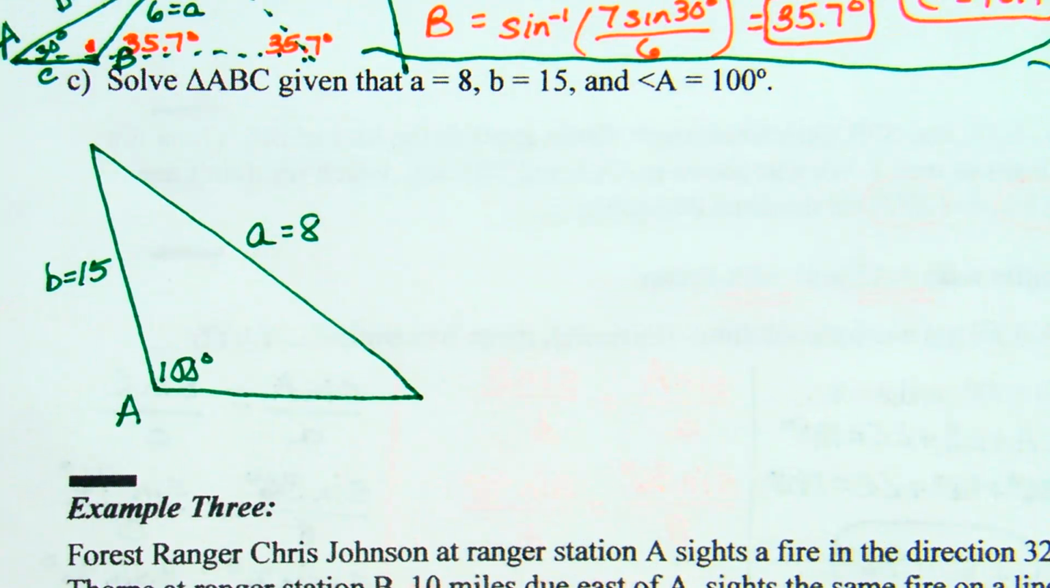What do you notice about angle A and side a? What do you know about angle A? It's 100 degrees, it's obtuse. So what is angle A going to be in comparison to B and C? The biggest one, yes? Angle A is the biggest angle because it's already obtuse, so my other two are going to have to be smaller.